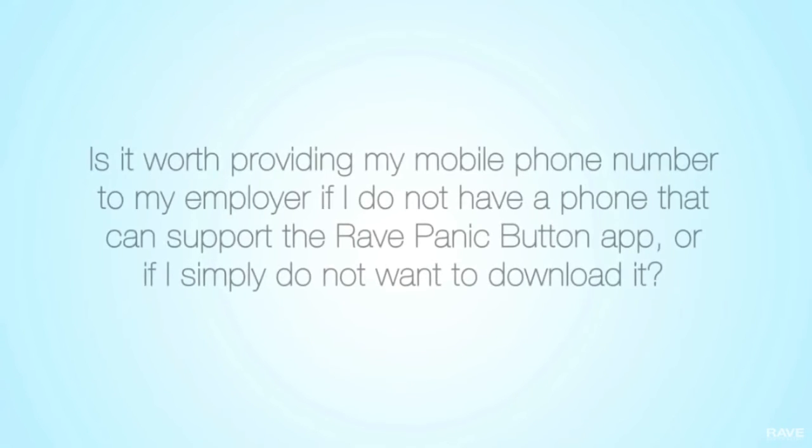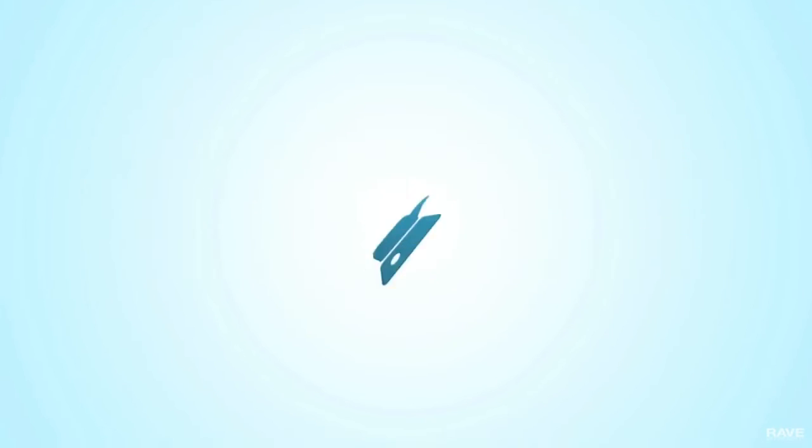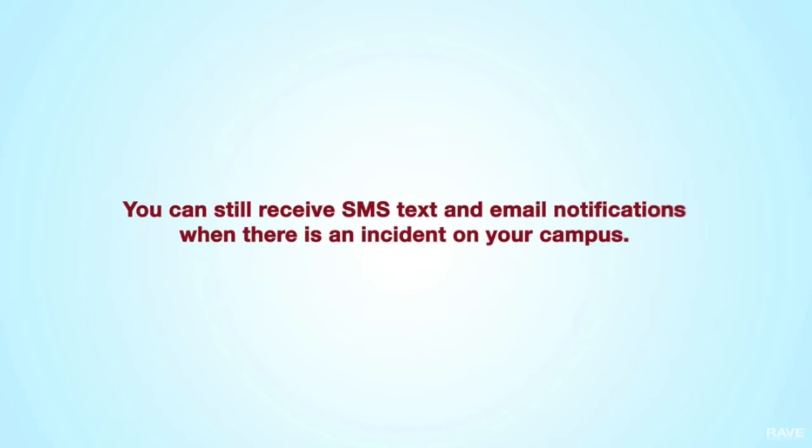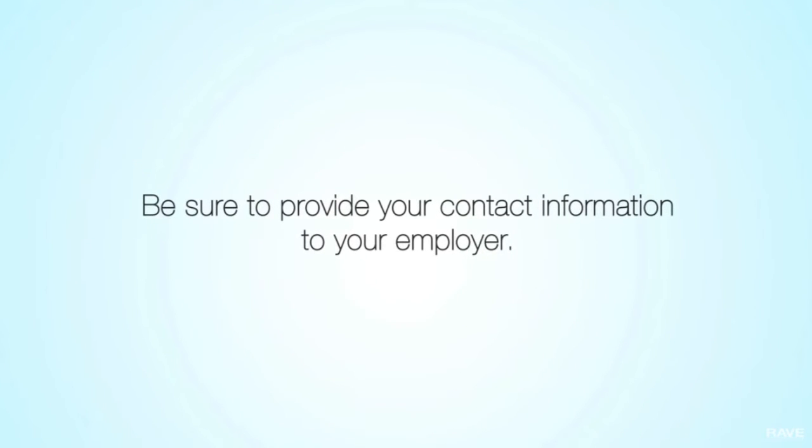And finally, is it worth providing my mobile phone number to my employer if I do not have a phone that can support the Rave Panic Button app, or if I simply do not want to download it? This is a great question. If you do not have the app installed on your phone, you can still receive SMS text and email notifications when there is an incident on your campus that you need to be aware of.